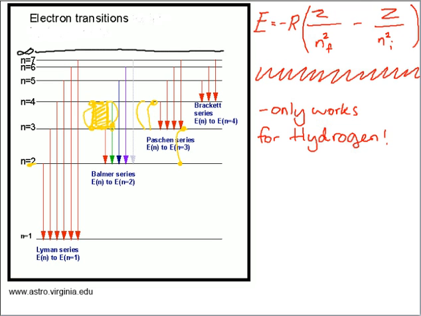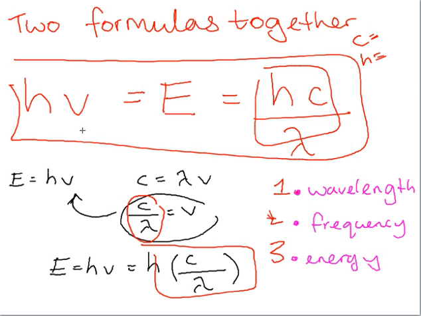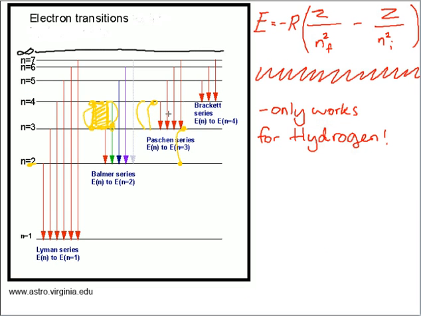And that's actually all you need to know about electromagnetic radiation and the atomic structure. Just know the 3 formulas that we talked about. This one and these 2 put together. This one right here, and this one right there, and this one. Those are the 3 that you need to know.